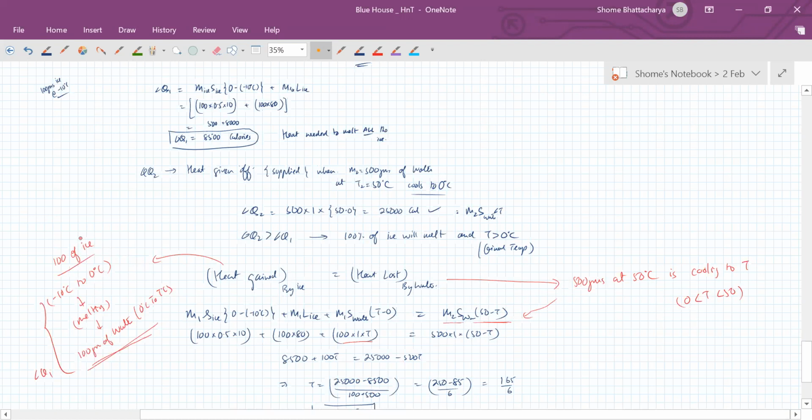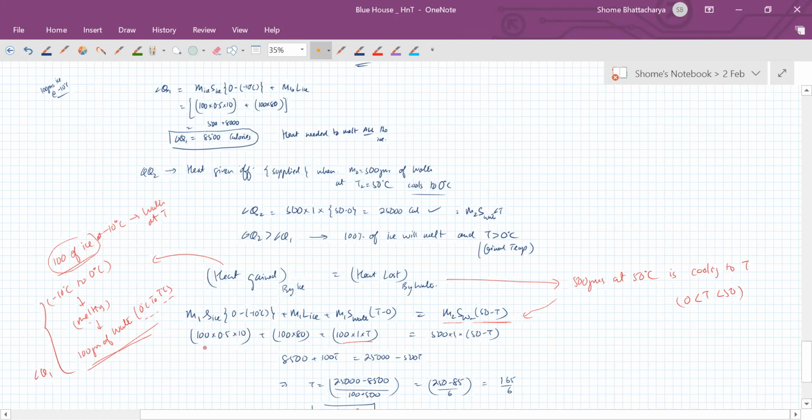Whereas what is happening to the ice, 100 grams of ice, which was at minus 10 degrees C, that is finally converting to water at T. So it is going through the process of first cooling down from minus 10 to 0, then melting, and then that water which is formed, 100 grams of water, by melting the 100 grams of ice, that one's temperature is rising from 0 to T. So this is the total heat.